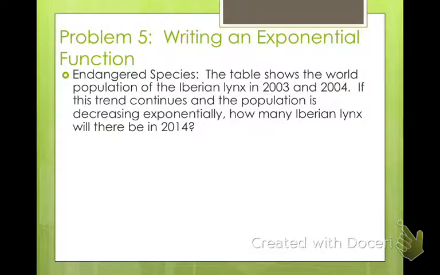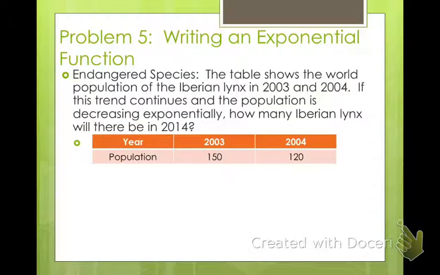Okay, here we have endangered species. So there's a table that shows the population of the Iberian lynx in 2003 and 2004. Alright, so here's our table. If this trend continues and the population is decreasing exponentially, so you see in 1 year, they went from 150 to 120. So if it decreases exponentially, how many Iberian lynx will there be in the year 2014? So we're looking 10 years in the future if this trend continues.